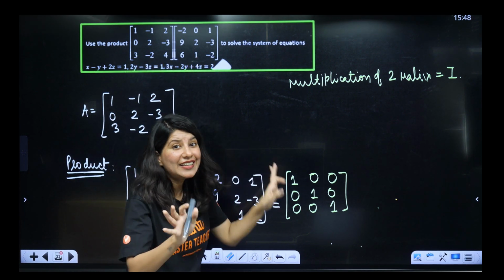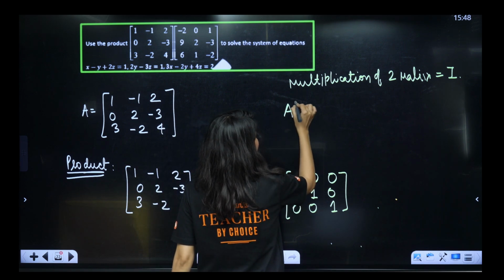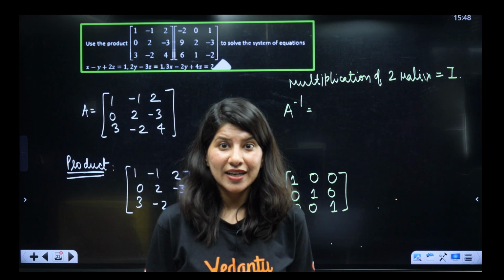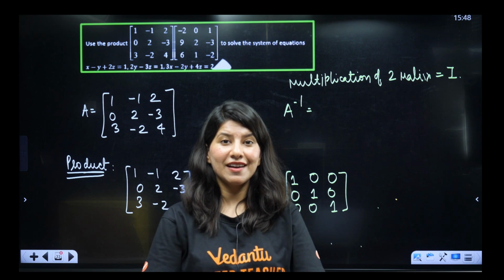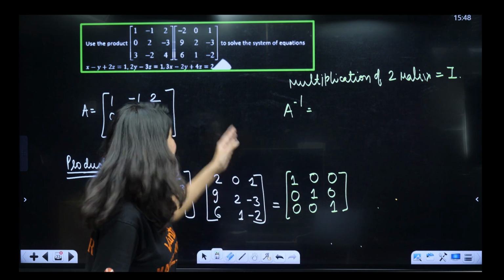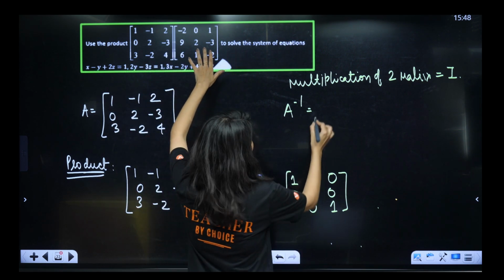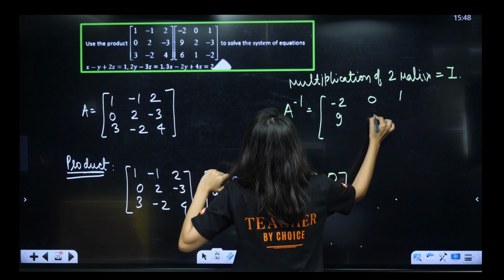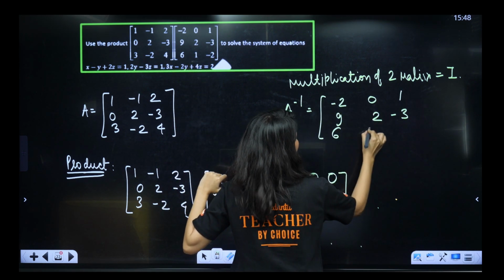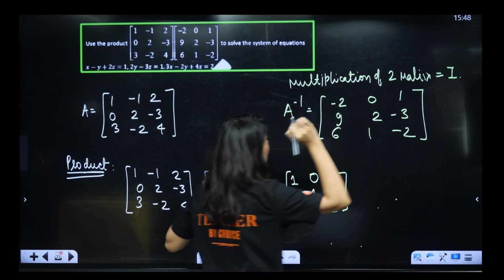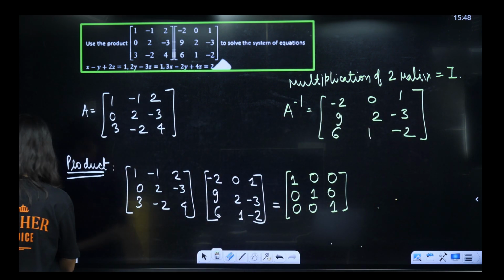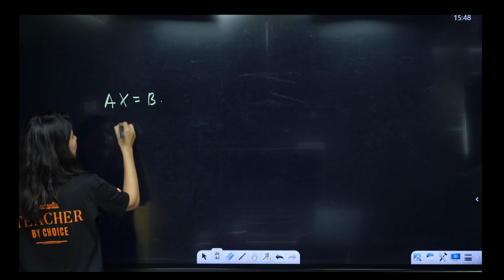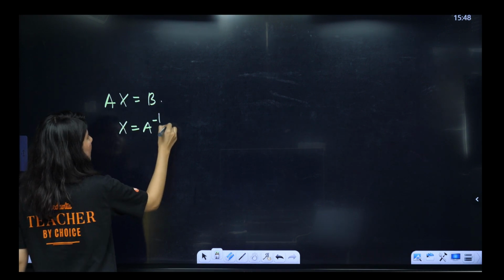So basically what they are doing is they are spoon feeding you. They are giving you a ready-made thing. This is ready-made. A inverse you don't have to calculate. This is your A inverse: minus 2, 0, 1, 9, 2, minus 3, 6, 1, minus 2. And now what you have to do is understand. So AX equals B, and X will be A inverse B.